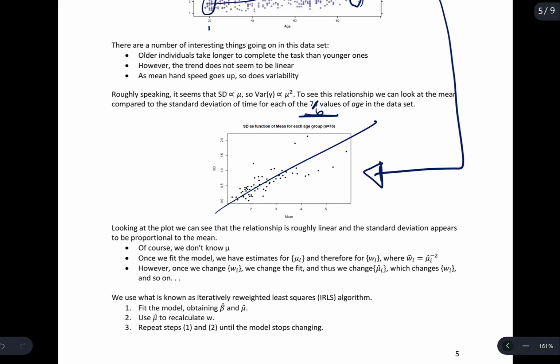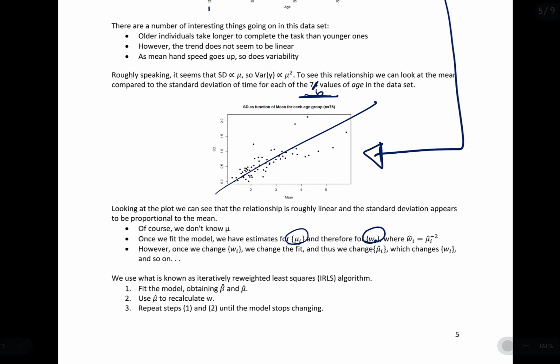So once we fit the model, we will have estimates for μ_i, and therefore that's going to give us an estimate for W_i. However, once we change W_i, we're going to change the fit, and therefore you change μ_i, which then is going to change W_i. So really what you can see here is this is going to be a bit of an iterative process. Each time we refit the model, we get a new μ_i, it's going to change W_i. Those W_i, we refit the model, we get new μ_i. So this is what's known as the iteratively reweighted least squares algorithm.